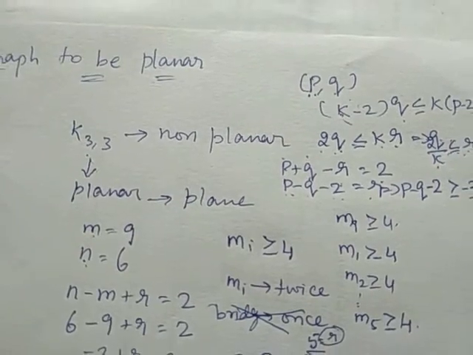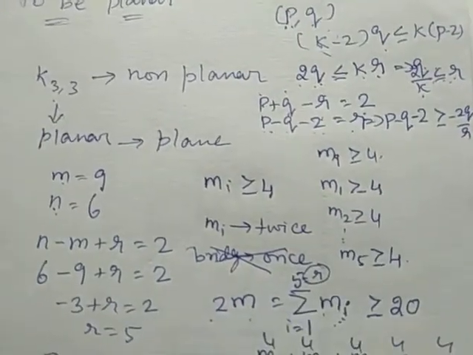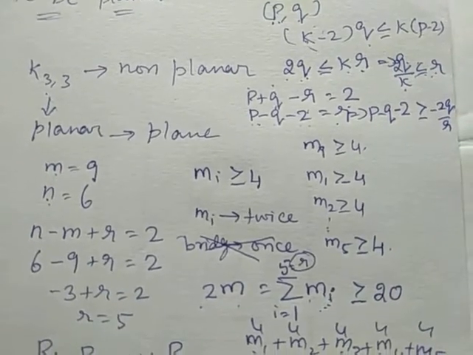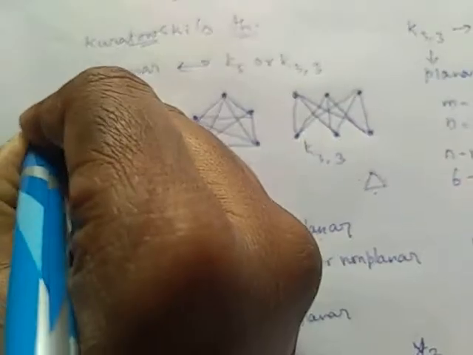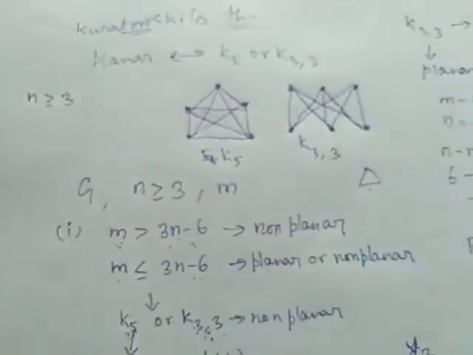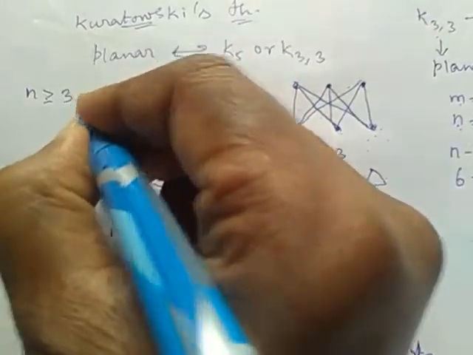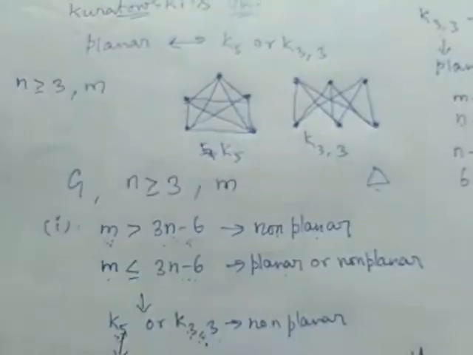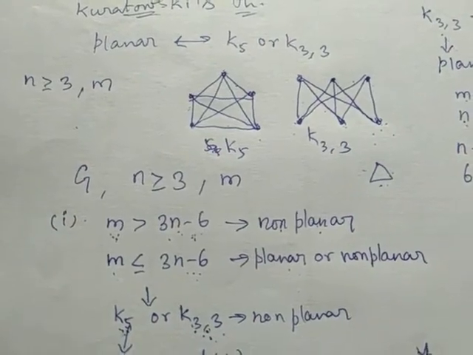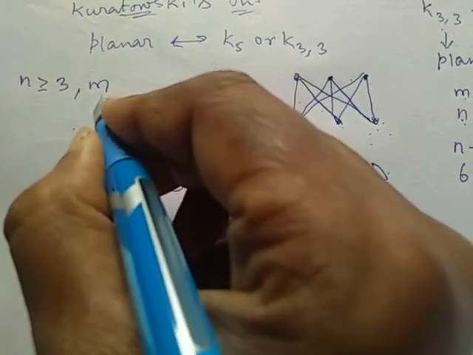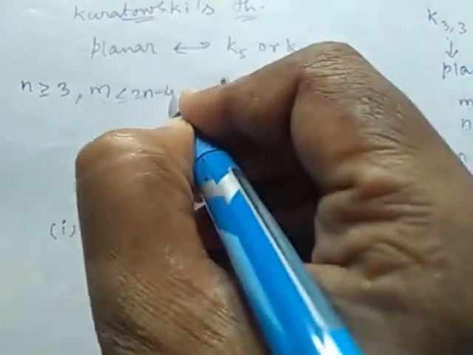So another thing we are going to prove is, if G is a plane graph of order n greater than or equal to 3, and size m, meaning the number of edges is m, and it does not have a triangle. Each region is not having a triangle. Now we are going to prove m is less than or equal to 2n minus 4.